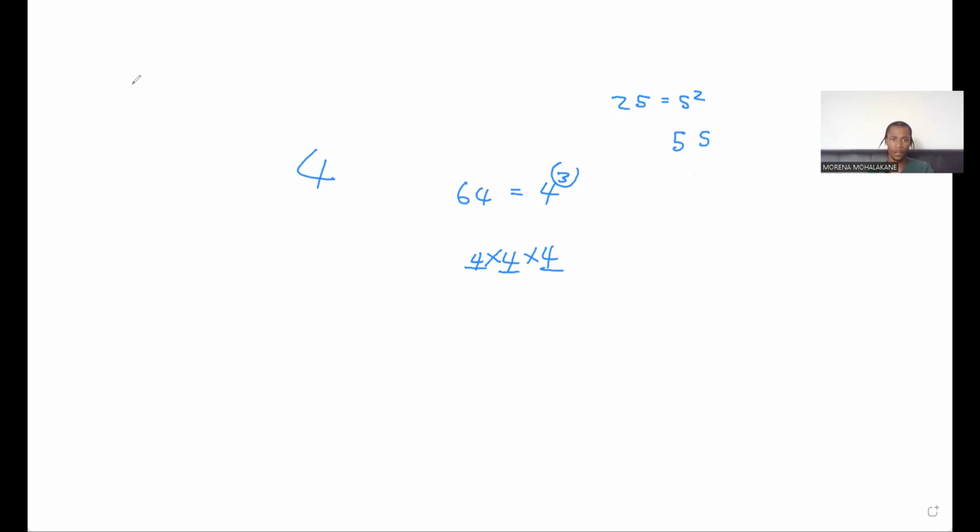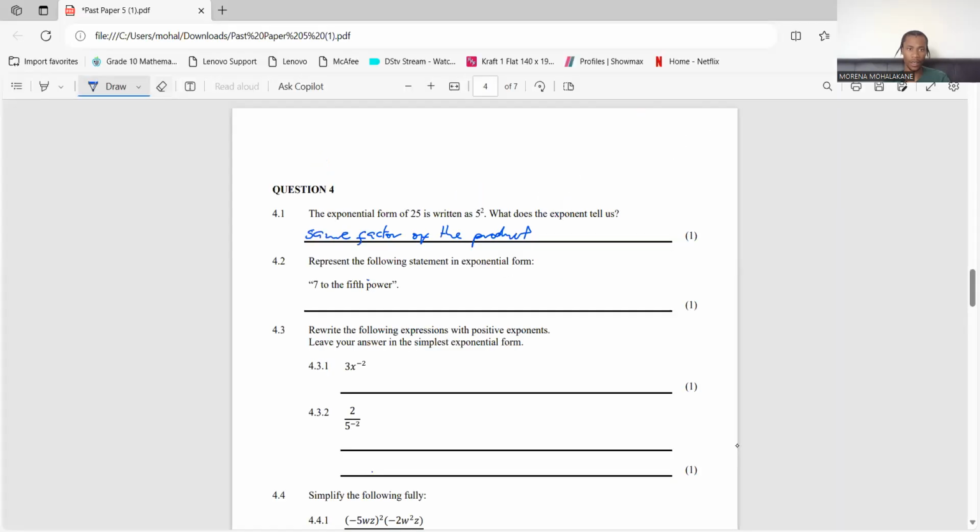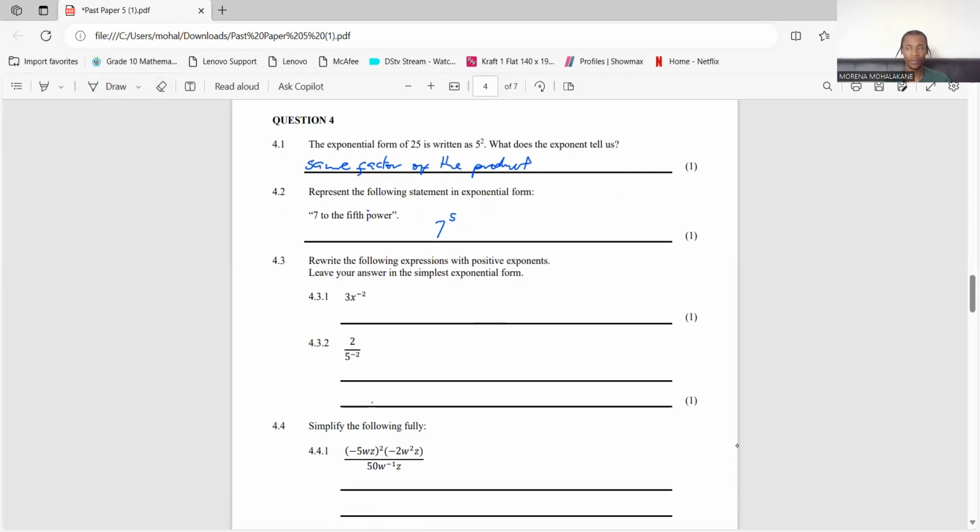Okay. Now getting back to the question. Represent the following statement in exponential form: 7 to the 5th power. And then rewrite the following expressions with positive exponents. Leave your answer in simplest exponential form.